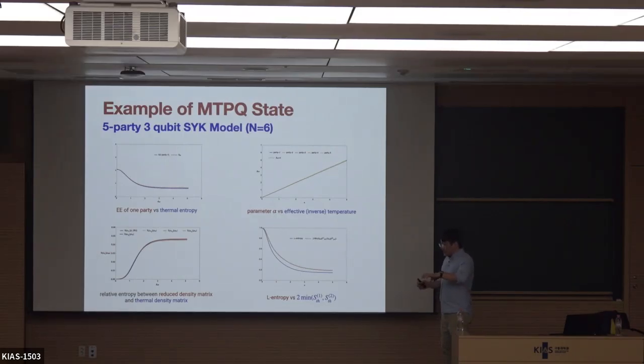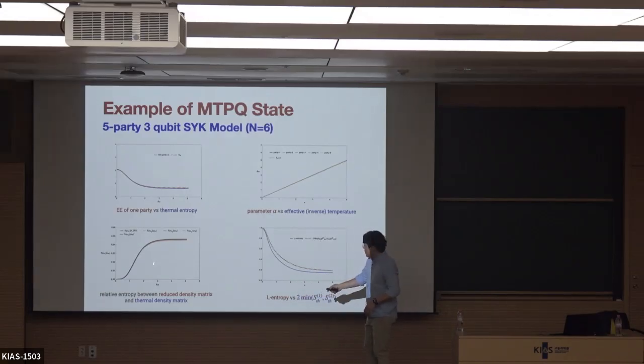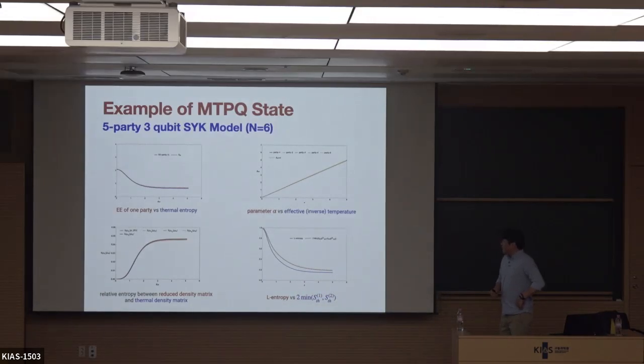And then this graph means that you calculate the reduced density matrix of one subsystem, and then ask whether it is close to the thermal state or not. And this compares the relative entropy between the thermal density matrix and this reduced density matrix, and it's very close to each other, etc. So we confirm that this works well, meaning that this gives the expected result.